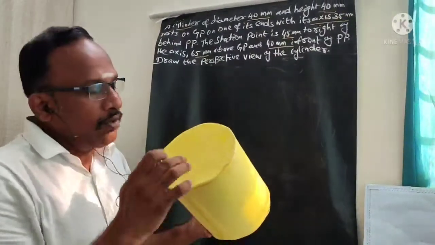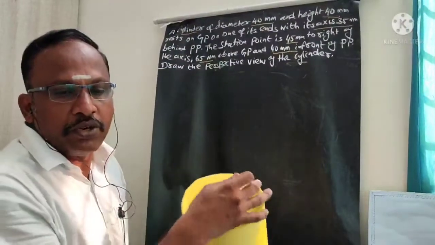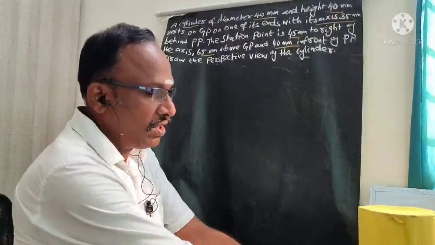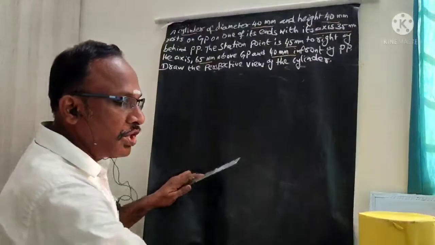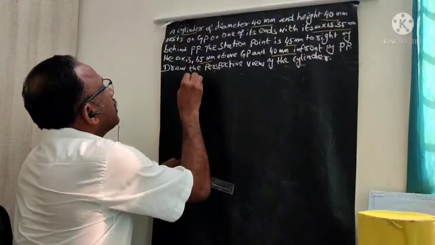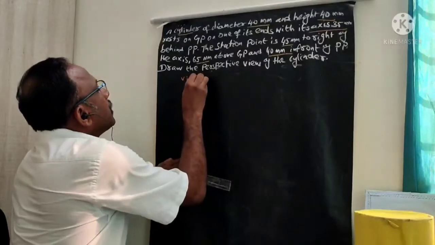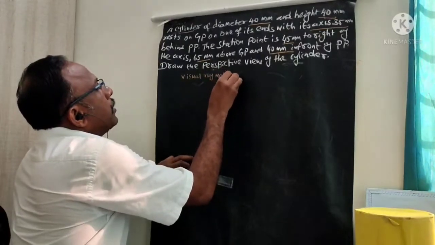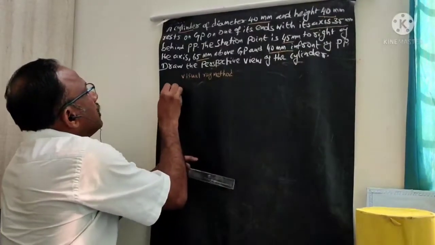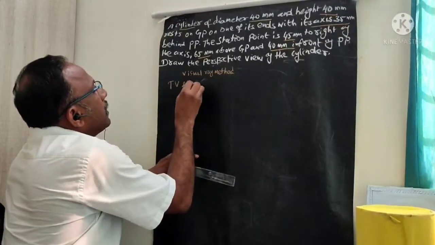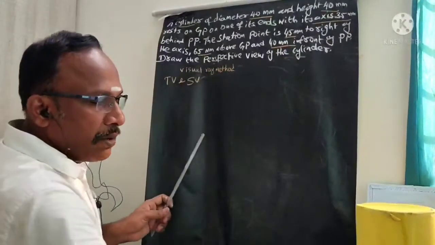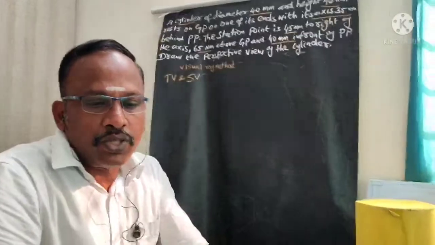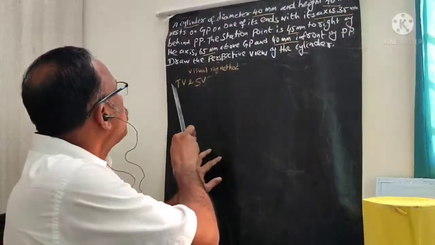For a cylinder, after drawing you need to divide it into 8 or 12 or 4 parts. Here I will take only 4 divisions for construction. Here we are going to use the visual ray method. The important note is that I am going to use the top view and side view, because for a cylinder we can clearly mark all the positions. That's why we are using the visual ray method with top view and side view.